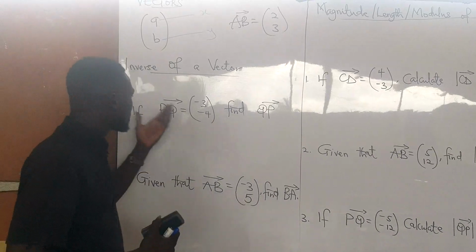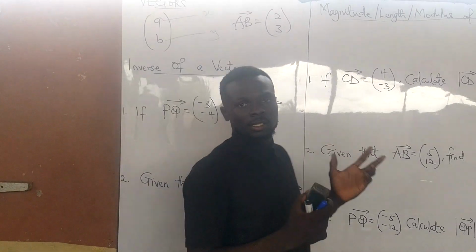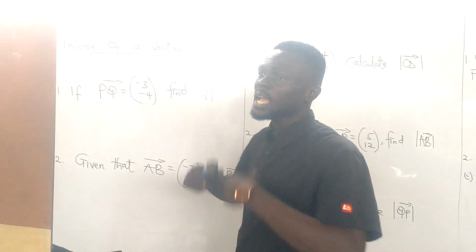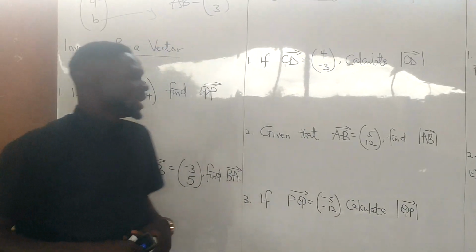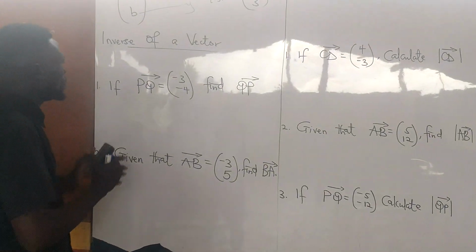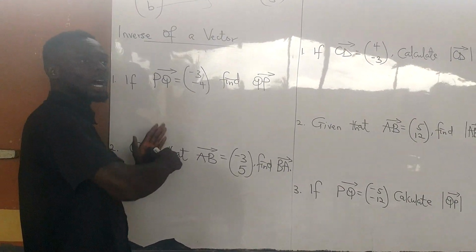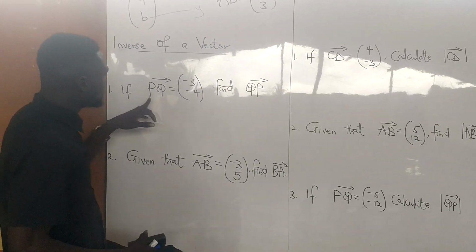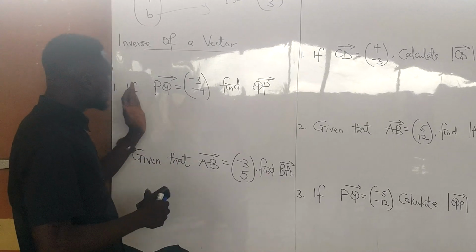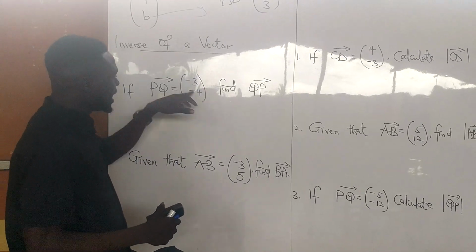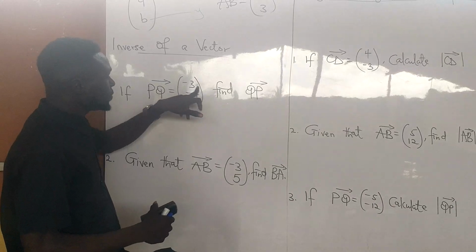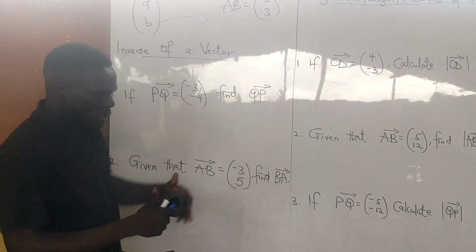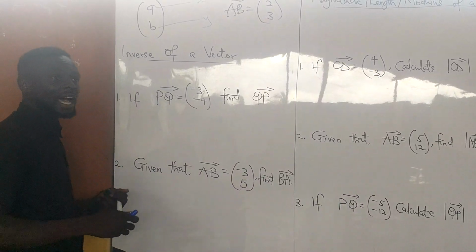Now let's look at the calculations involved when it comes to vectors. Let's start with the inverse of a vector. When we say inverse of a vector, it simply means that we are moving from a point to another point. So you have a first question which says that if the vector PQ, that means we are moving from P to Q, is (-3, -4), find the vector QP.